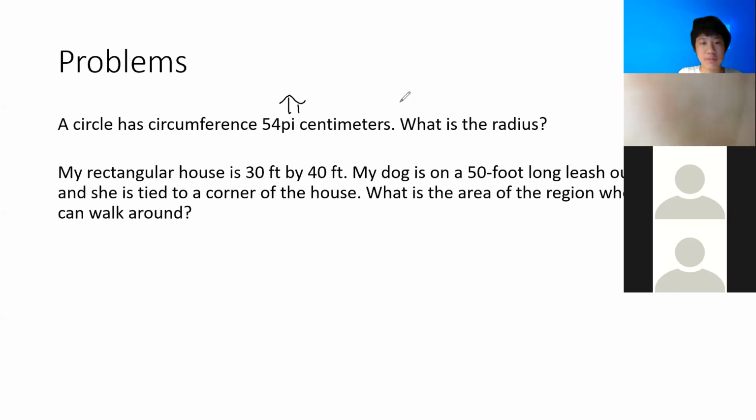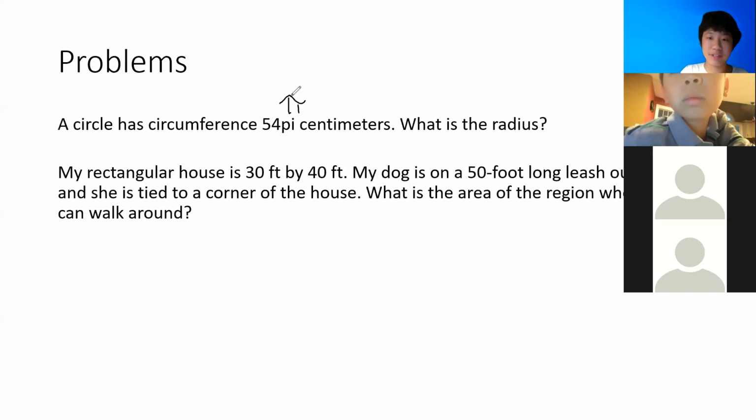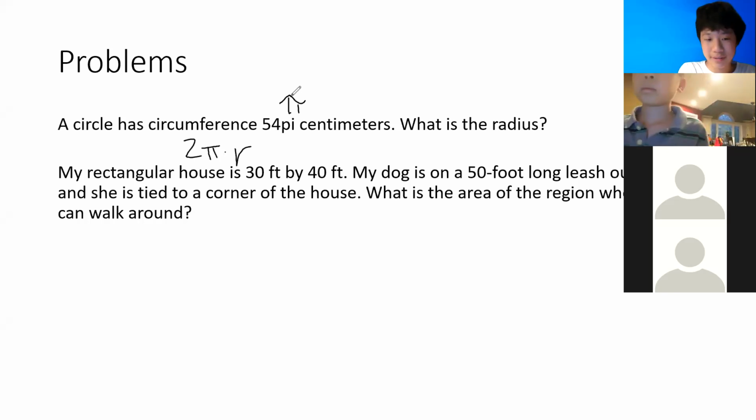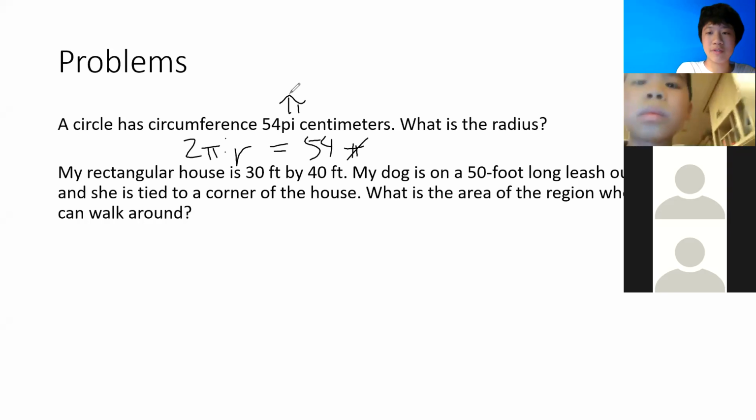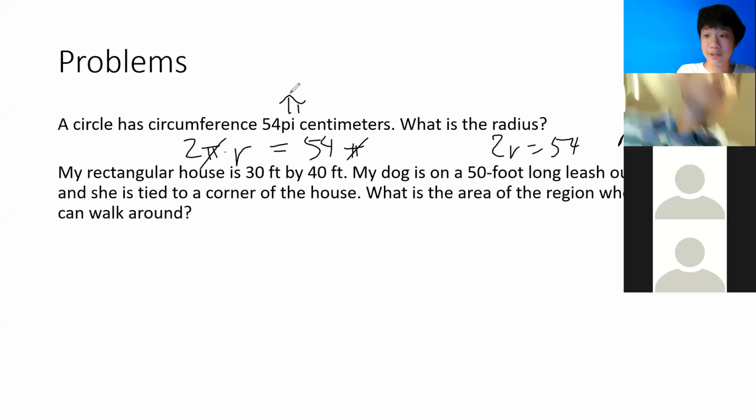All right, so I'm going to go through these problems now. I'm running a little low on time. So a circle has circumference 54 pi centimeters. What's the radius? Well, circumference, once again, is given by 2 times pi times the radius. If we plug this into the formula, we get 2 pi r equals 54 pi. So we have a pi on both sides. We can just cancel those out. 2 times r equals 54. So r will equal 27 centimeters.